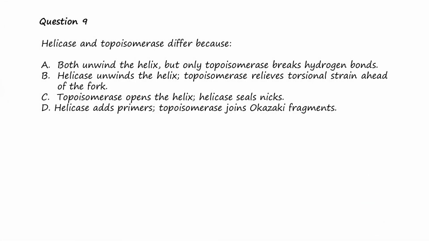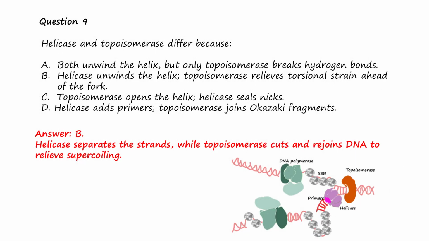Question 9. Helicase and topoisomerases differ because A. Both unwind the helix, but only topoisomerase breaks hydrogen bonds. B. Helicase unwinds the helix. Topoisomerases relieve torsional strain ahead of the fork. C. Topoisomerase opens the helix. Helicase seals nicks. D. Helicase adds primers. Topoisomerase joins Okazaki fragments. Answer B. Helicase separates the strands, while topoisomerase cuts and rejoins DNA to relieve supercoiling.